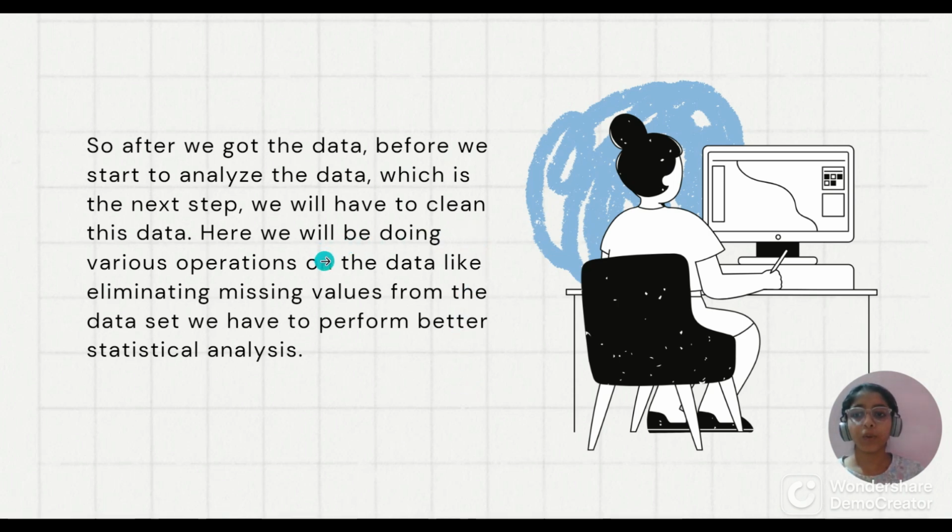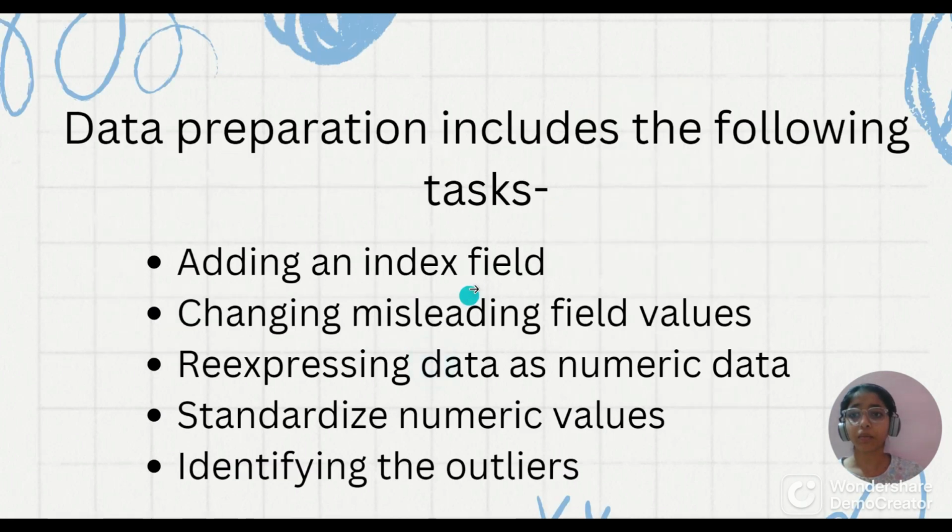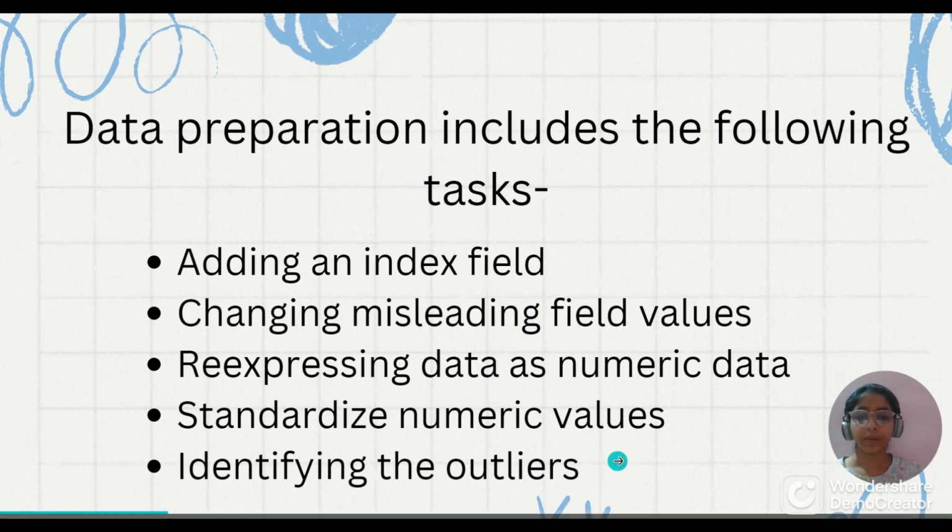So after we get the data, before we start to analyze it, the next step is to clean the data. Here we will be doing various operations on the data, like eliminating the missing values from the data sets. We have to do this so that we can perform better statistical analysis. Data preparation includes the following tasks: adding an index value, changing misleading field values, re-expressing data as numeric data, standardizing numeric data, and identifying the outliers.